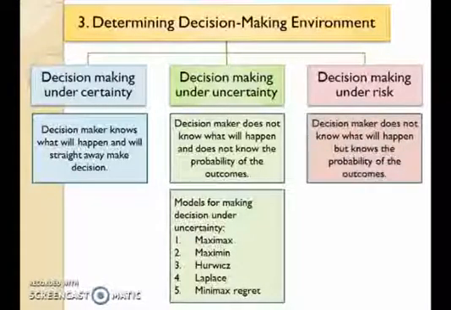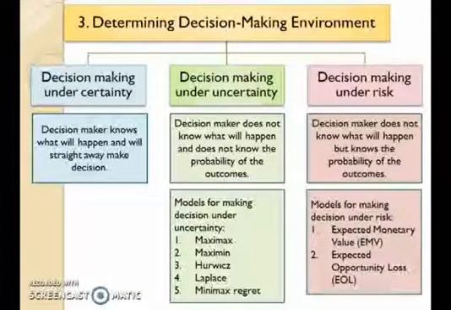In decision-making under uncertainty, the decision maker does not know what will happen and does not know the probability of the outcomes. So the decision needs to be made by using either Maximax, Maximin, Hurwitz, Laplace, or Minimax regret model. In decision-making under risk, the decision maker does not know what will happen but knows the probability of the outcomes. So the decision needs to be made by using either EMV or EOL model.